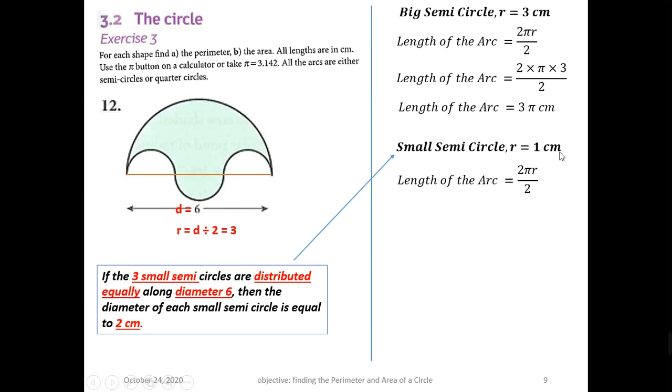Write the general formula of finding the length of an arc in a small semicircle, which is 2 pi r over 2. Substitute the value of r as 1. So it's 2 times pi times 1 all over 2. The 2's are going to be cancelled. So the length of the arc in a small semicircle is equal to pi.